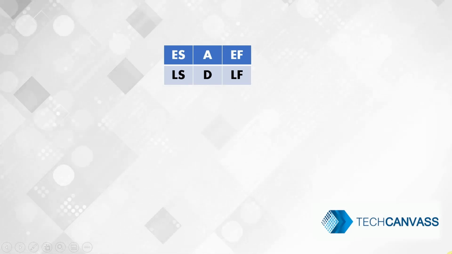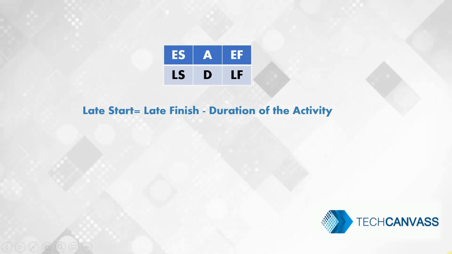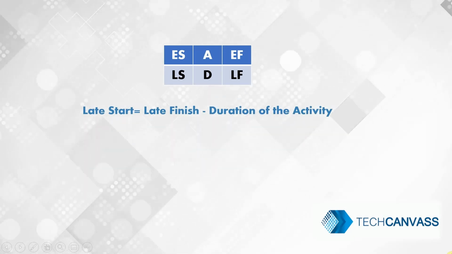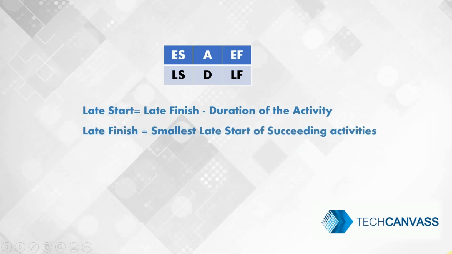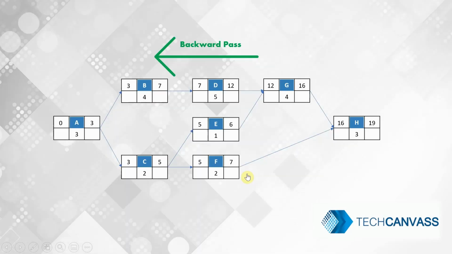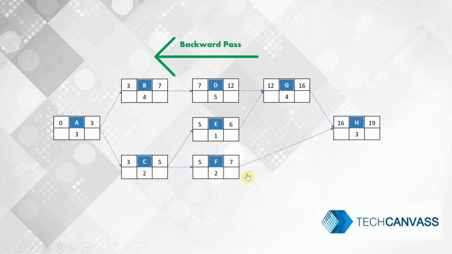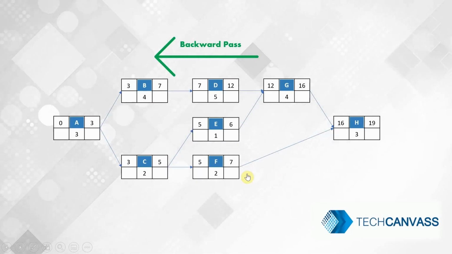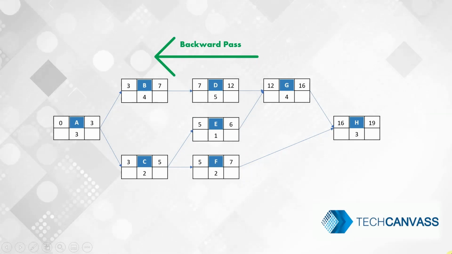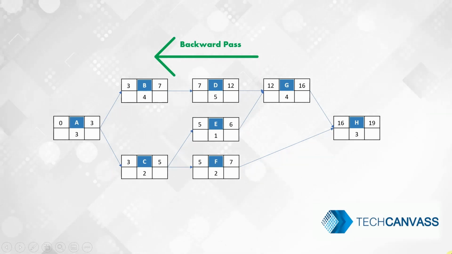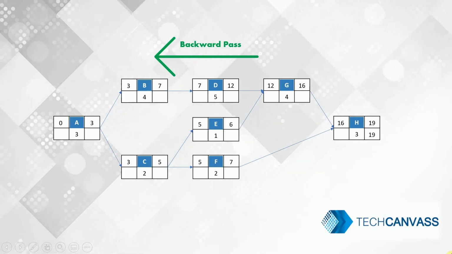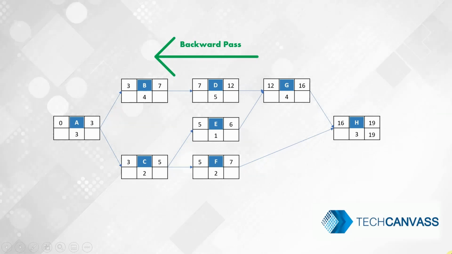The formula: late start is equal to late finish minus duration of the activity. Late finish is equal to the smallest late start of the succeeding activities. Now let us use the backward pass for the same example to calculate the late start and late finish. We'll start with activity H. The late finish of H is 19.